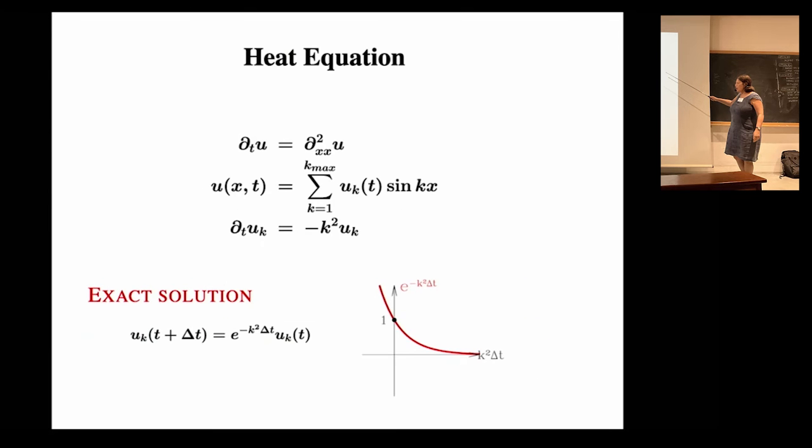Okay, so for this, I start very small, at least for some people. Heat equation, du/dt equals d^2u/dx^2. Let's expand u in sine functions, periodic, in space. And that means that each Fourier coefficient obeys the very simple equation d/dt u_k equals minus k squared u_k. Right. So obviously, the solution to that, in one time step, you multiply by e to the minus k squared delta t. You multiply by an exponential. Here's the exponential as a function of k squared delta t. That's the exact answer. That is the goal.